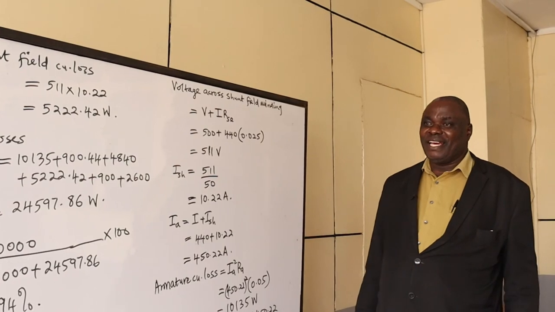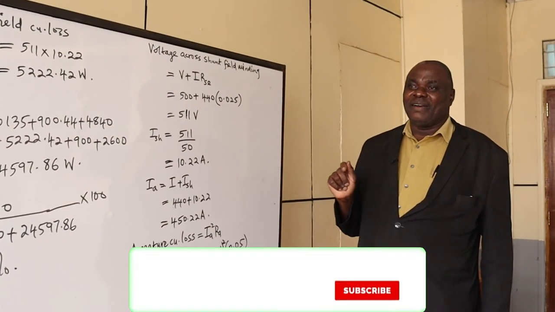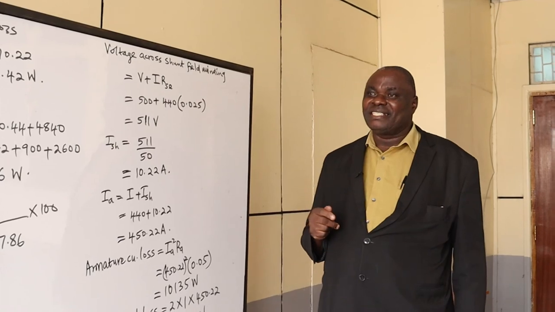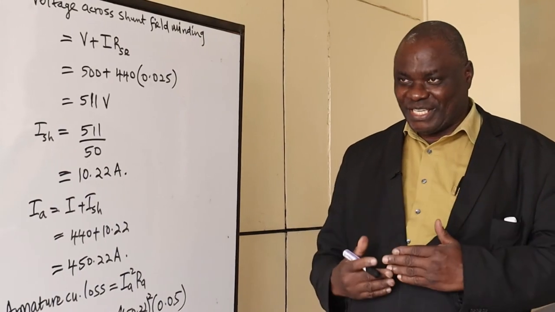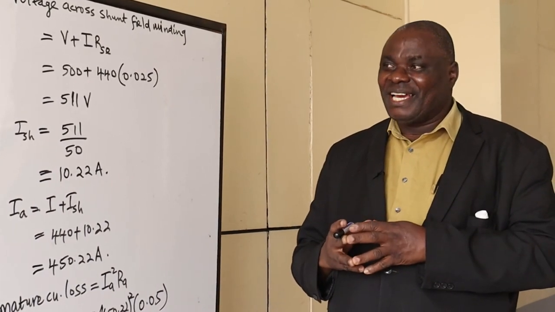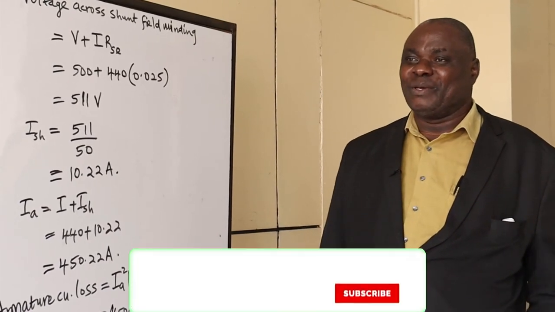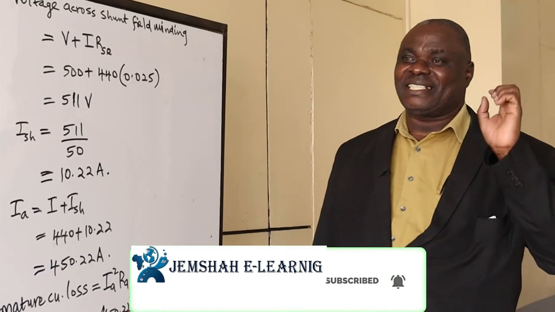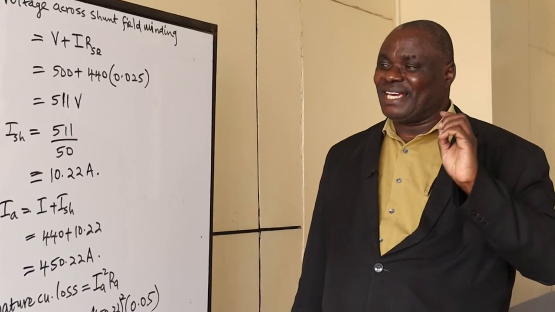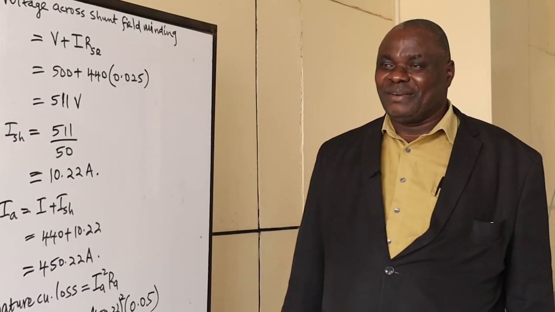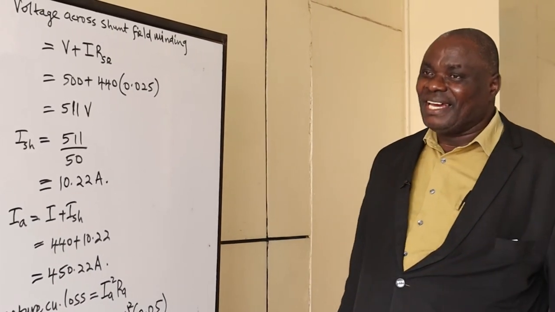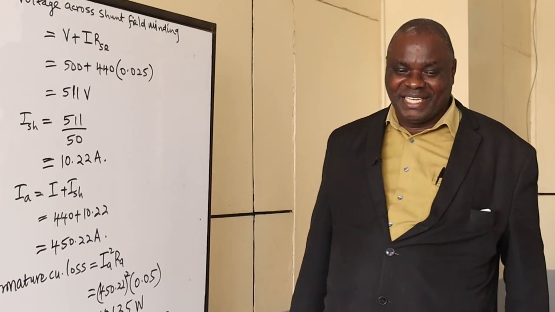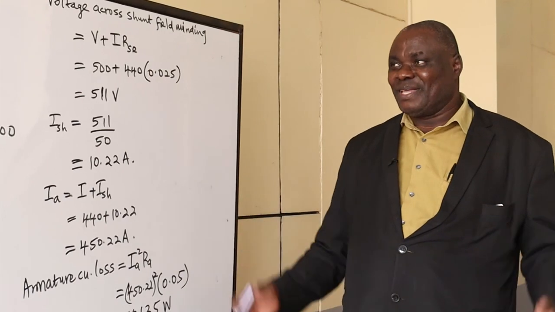Now, for today, we are going to stop here. Our next subtopic is still under losses and efficiency analysis. We'll be moving to testing of DC machines, and from there we will move up to what is known as the efficiency test. How do we test the efficiency of a DC machine? There are various methods of testing DC machines, and then we test the efficiency of that particular machine. So let's do that next time.